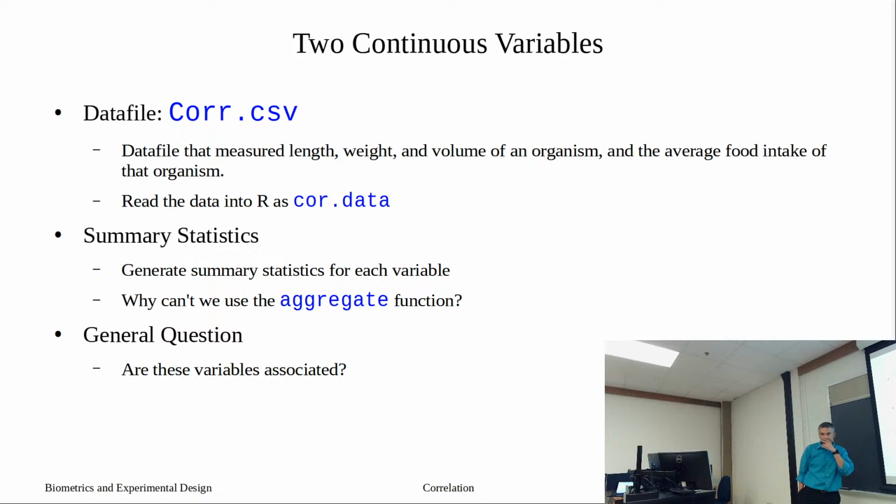The idea is that you have some organism that you collected, and you measured the length, the weight, the volume, your calculated volume, and also the average food intake for that organism, any organism. So what I want you to do is generate some summary statistics for each of the variables. I've got a generic question on why we can't use the aggregate function for that, so be prepared to answer that.